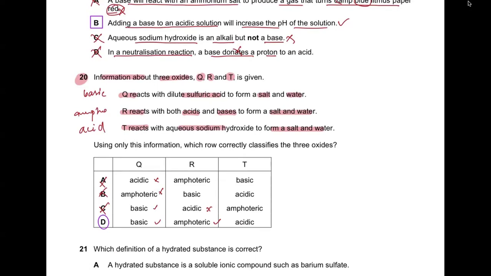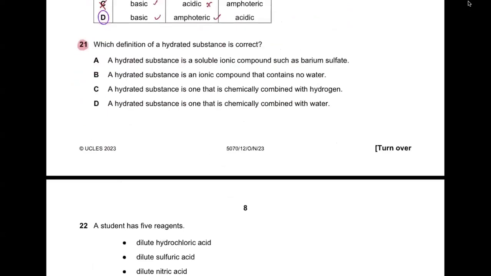Okay. Now MCQ number 21. Which definition of a hydrated substance is correct? Okay. A hydrated substance is a soluble ionic compound such as barium sulfate. First thing, barium sulfate is not soluble, it's insoluble. So A is wrong. A hydrated substance is an ionic compound that contains no water. Yeah, but if you recall, the hydrated compound contains water of crystallization.